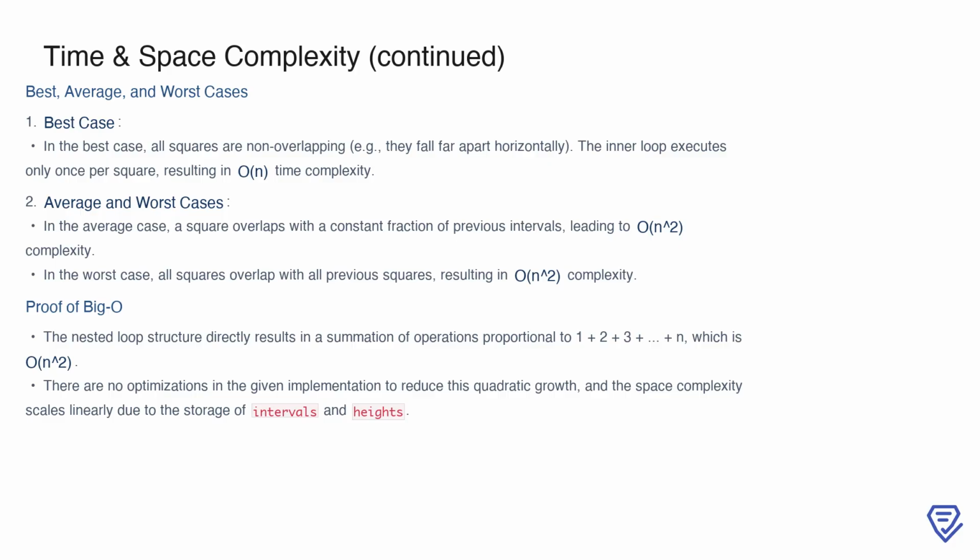The proof of this quadratic growth lies in the nested loop structure, where the total operation scale is the summation of the first n integers, which simplifies to O(n²). Since no optimizations are applied, the space complexity remains O(n) due to the storage of the intervals and heights lists.